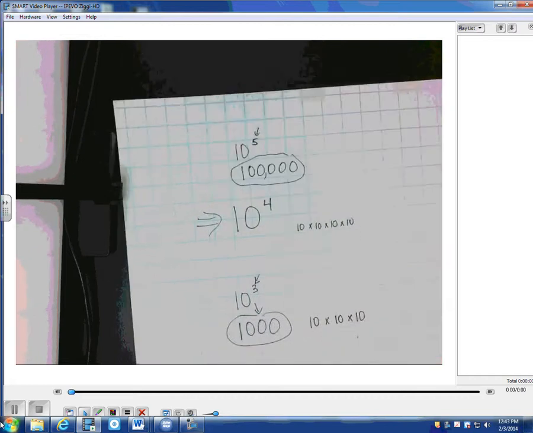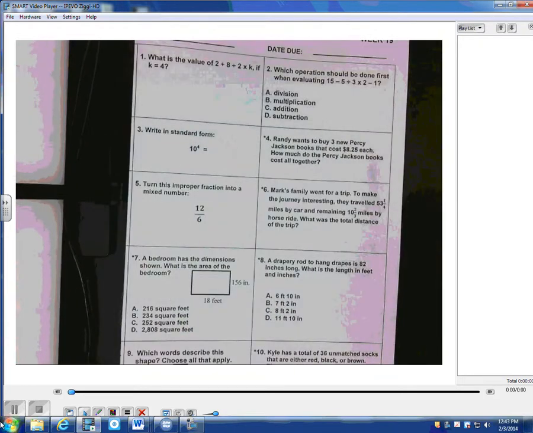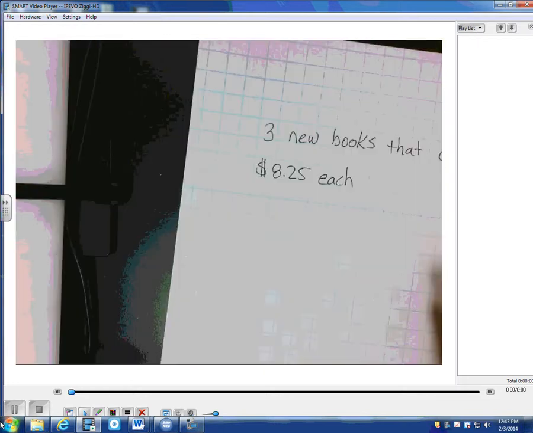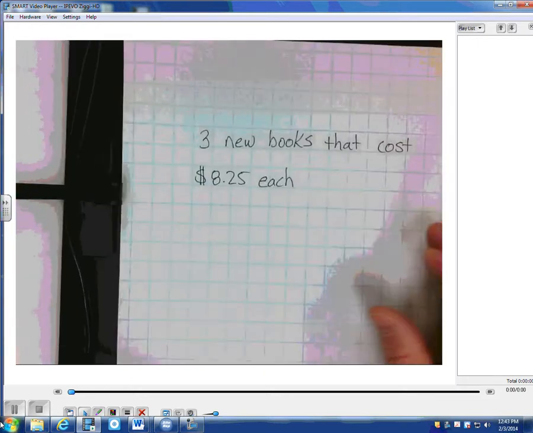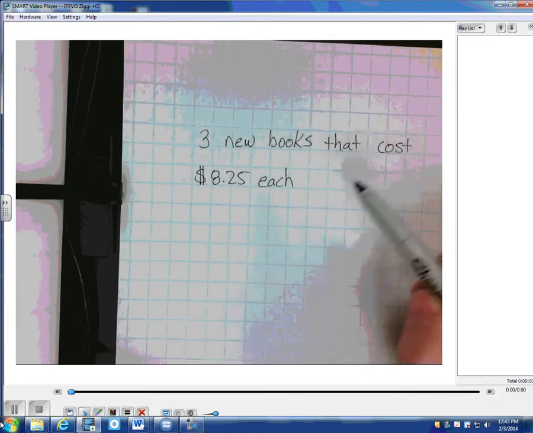Number 4. It says Randy wants to buy 3 new Percy Jackson books that cost $8.25 each. How much do the Percy Jackson books cost all together? So he wants to buy 3 books, and they each cost $8.25. Again, 3 new books that cost $8.25 each. Now, they want to know how much it's going to cost all together.